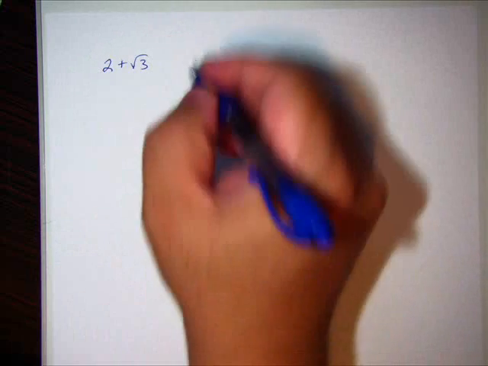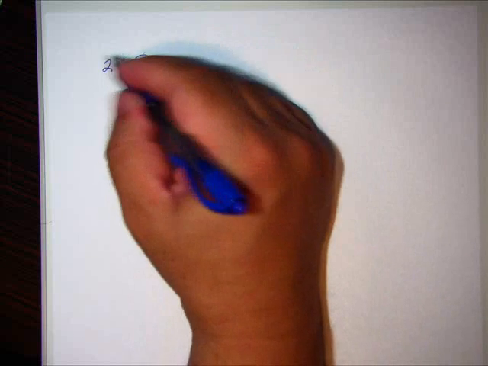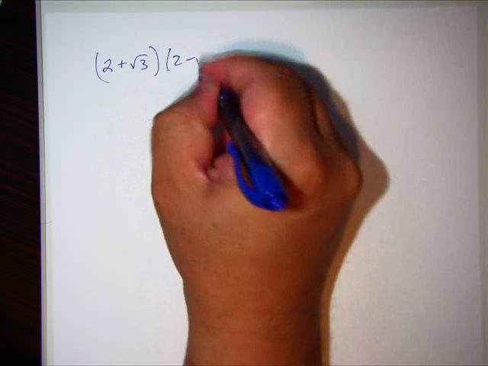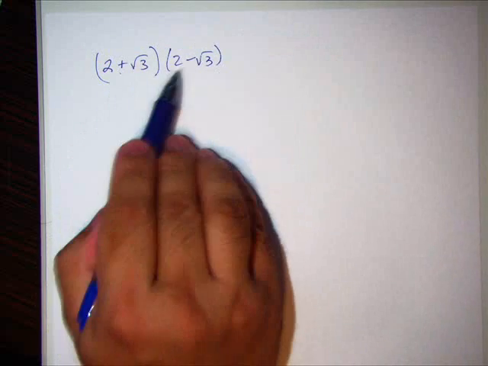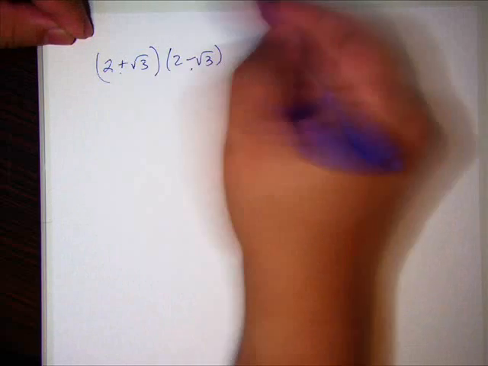I'm not worried about making a perfect square. Let's try this again. It's 2 plus root 3. The conjugate of that is 2 minus square root of 3. All I did was take the sign and change it. When I multiply through by that, I'm going to do it the long way the first time.